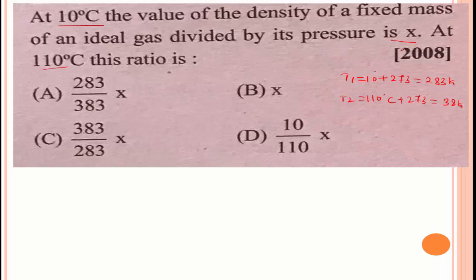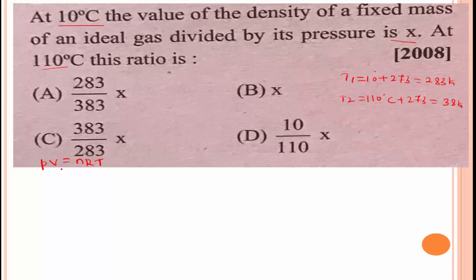At 10 degrees Celsius, the value of density of a fixed mass of an ideal gas divided by its pressure is X. At 110 degrees Celsius, we know from the ideal gas equation, PV is equal to nRT. For an ideal gas, n is equal to 1. But here in this problem, we have the density of a fixed mass of an ideal gas divided by its pressure.